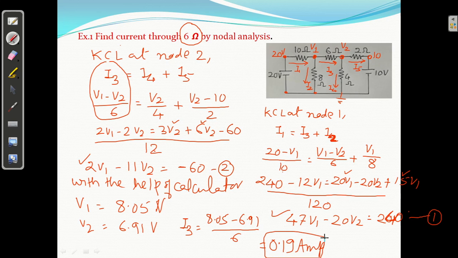Okay, so in this way you can solve the problem, right? So it is very simple. What is the first step? You have to assign the voltage to all nodes except the reference node, V1, V2. Then remark the current through each and every branch. Then write KCL at node 1, KCL at node 2. You will get two equations, and with the help of the calculator you can solve it. Okay? Now I'm rubbing it. I'm taking one more problem.